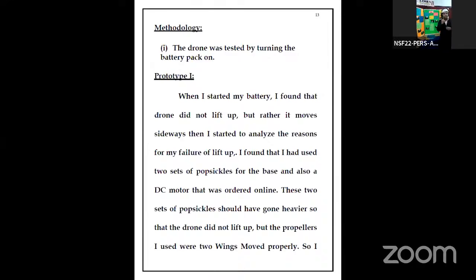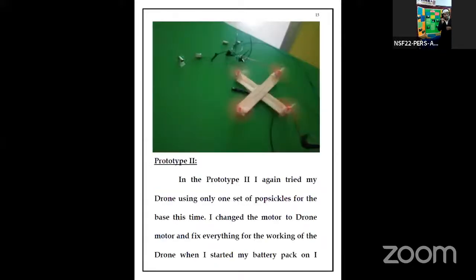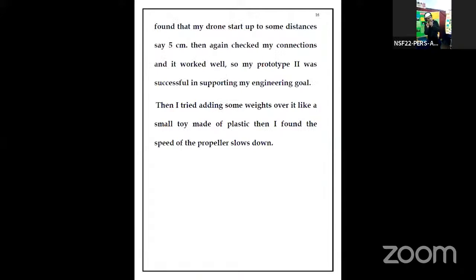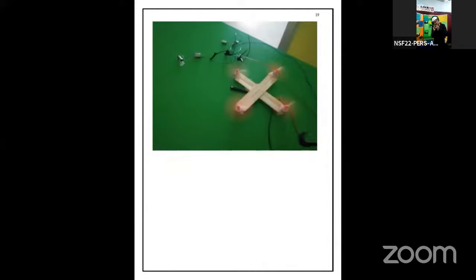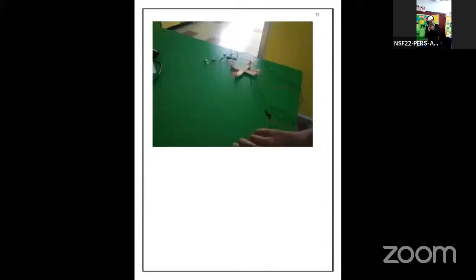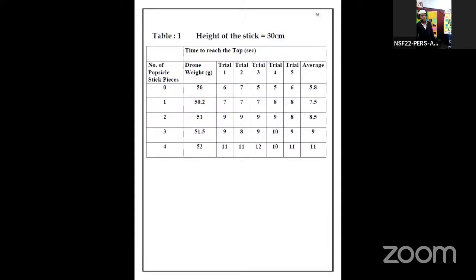Can you directly go over to the data? I've seen the procedure. You explain the data if you have any. Can you hear me? Yes, sir. You show me the table or graph or whatever you have about the data, about the weight you have added and have tested the flight. This one. You just explain this one and conclude. What is your conclusion there?